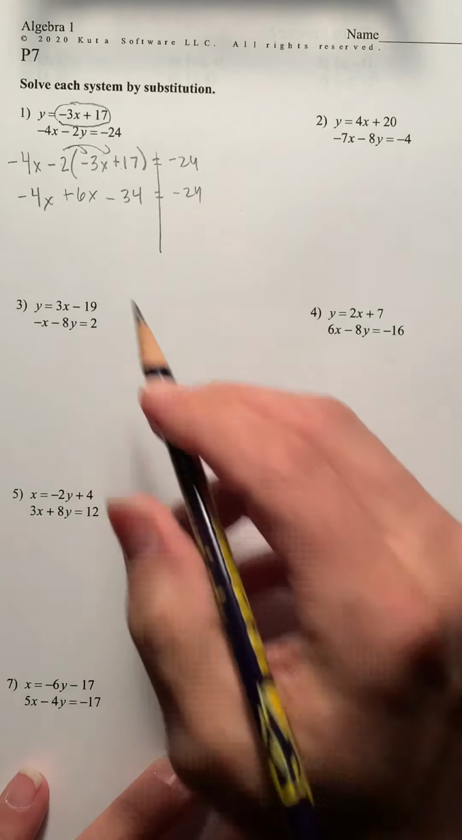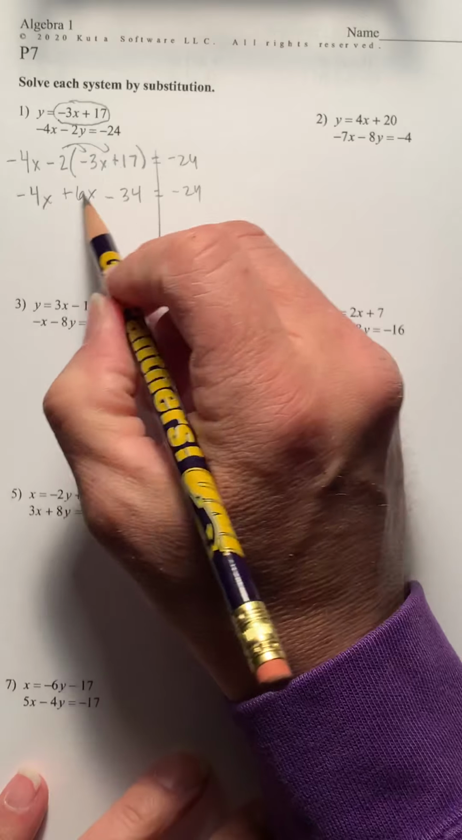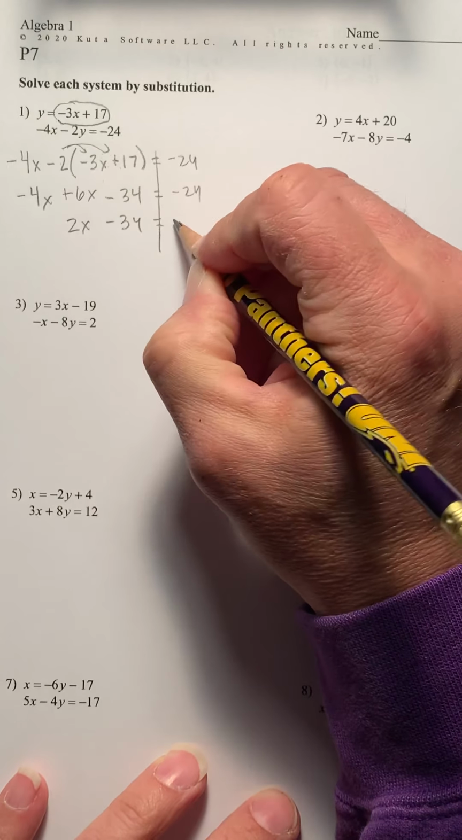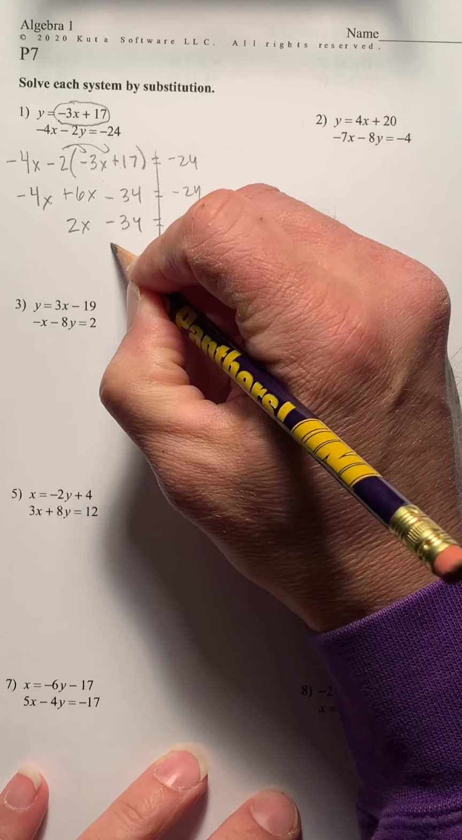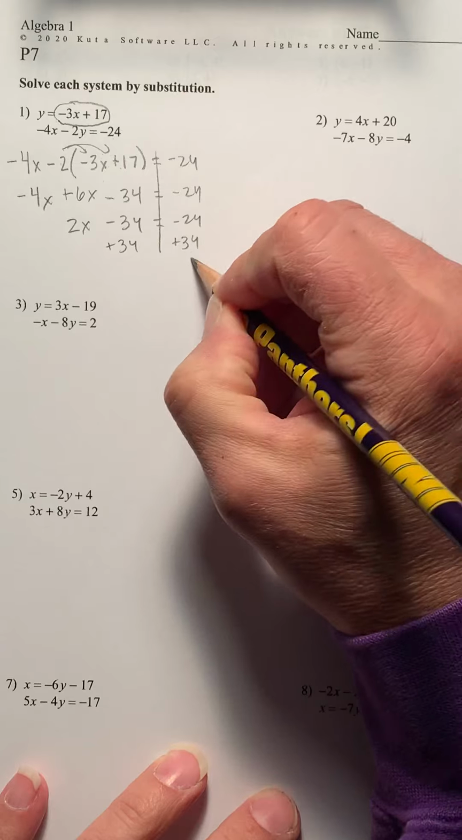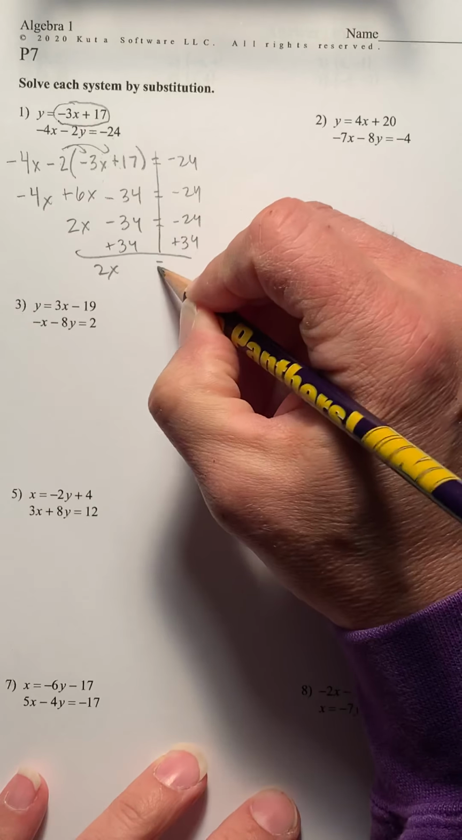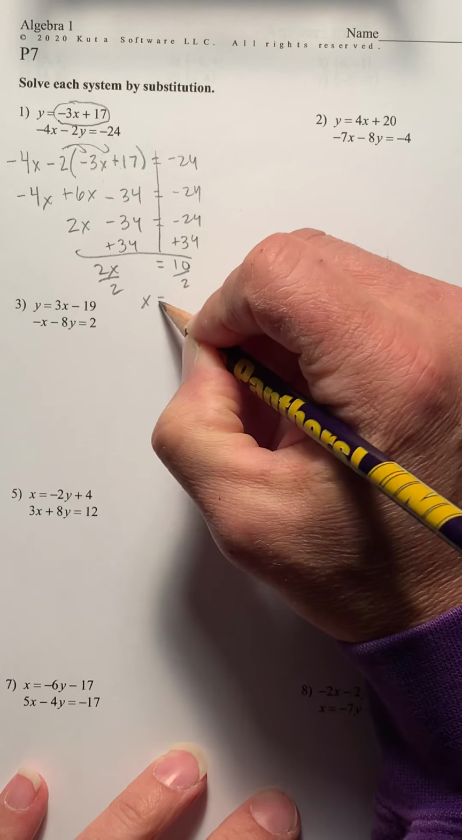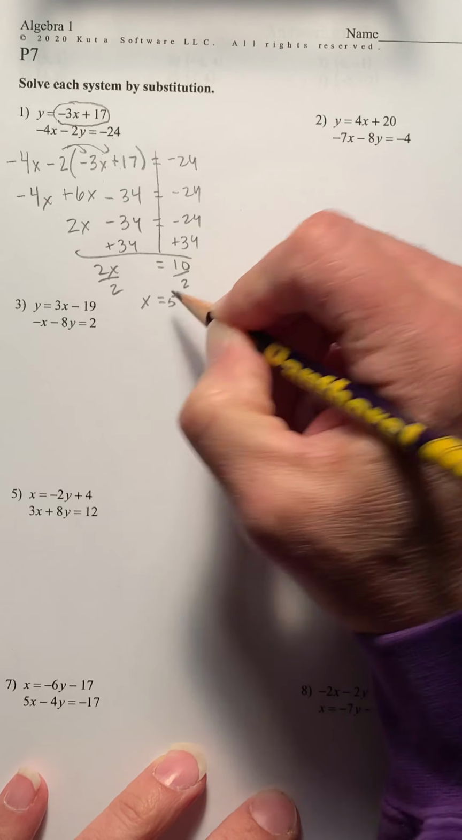Okay, and now continuing our algebra, combine our like terms. We have 2x minus 34 equals negative 24. We're going to add 34 to both sides, and we end up with 2x is equal to 10. And when we divide by the 2, we end up getting our x value of 5.